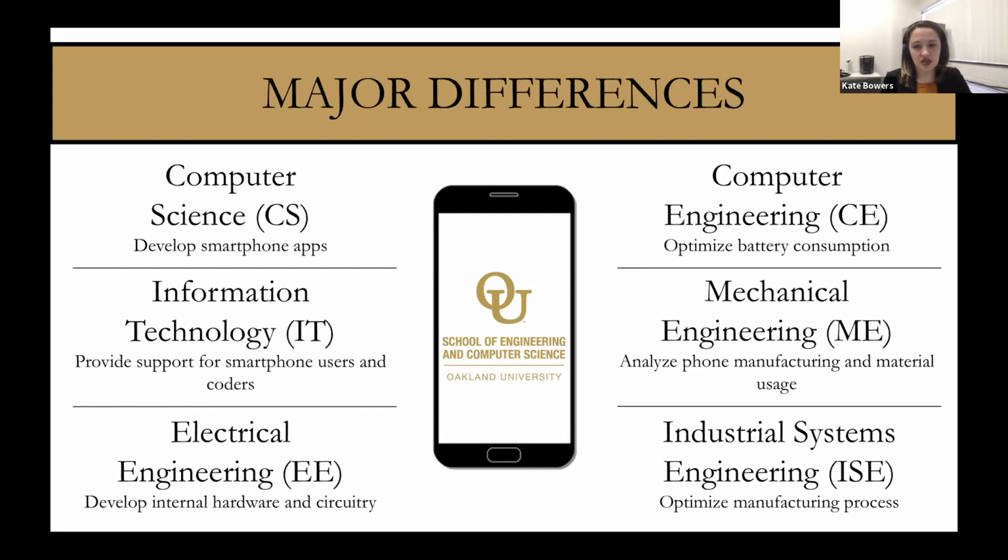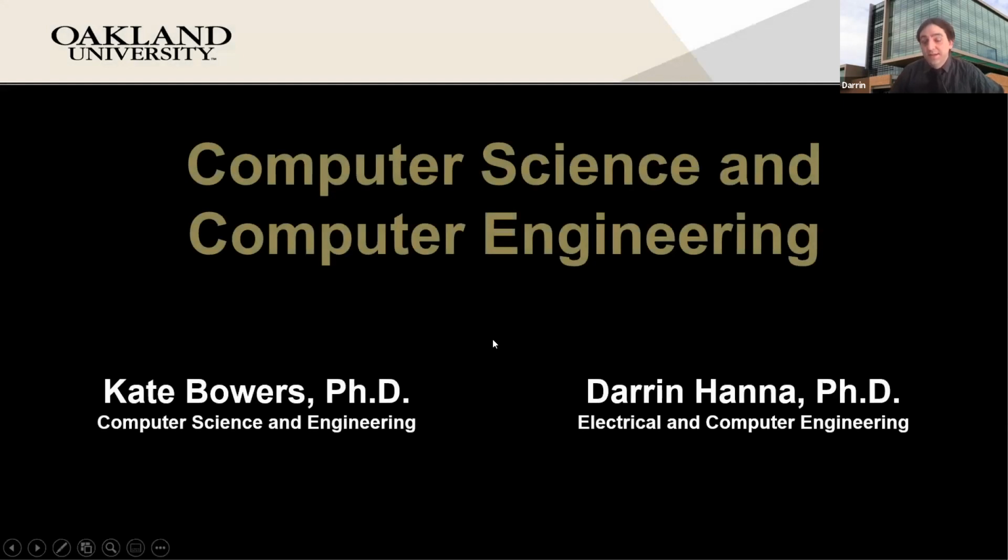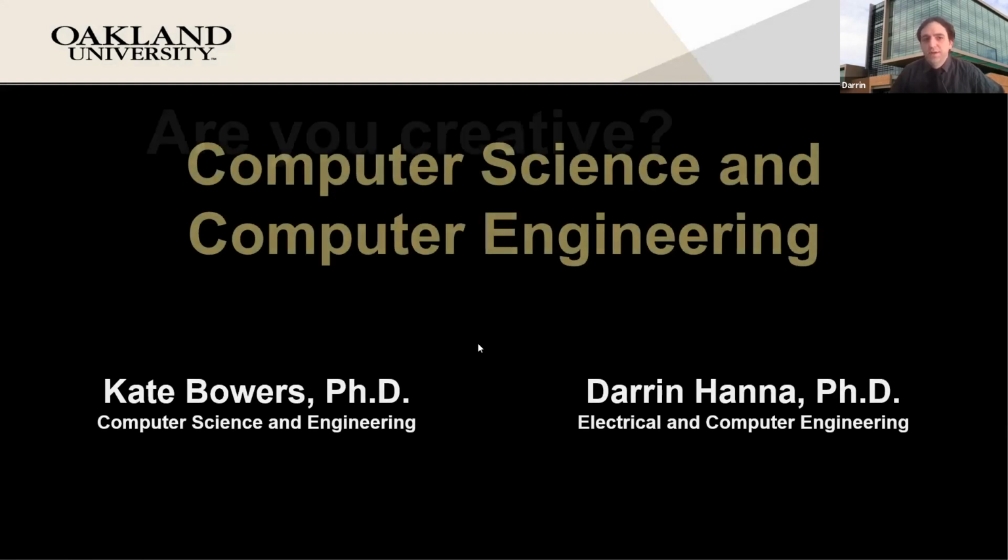And then there's industrial systems engineering, where they might look at how to optimize the manufacturing process. When you put everything together, which steps should come first, which steps can be done in parallel, how do you position things around the factory? And this is not saying that these are guaranteed what you would work on for a smartphone. These are just some examples to help illustrate some of the differences in what each major might focus on. So just a little bit about computer science and engineering at Oakland too.